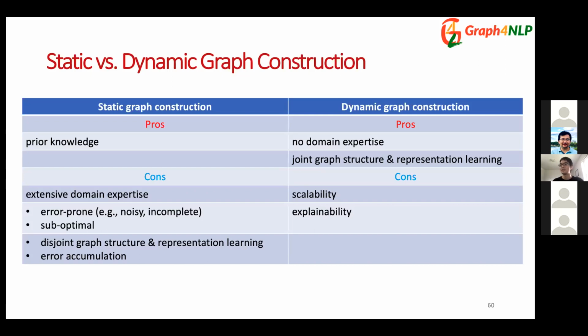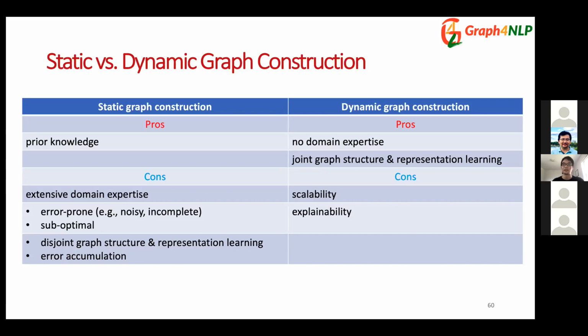Besides, static graph construction is also error prone due to noisy or incomplete graphs, and therefore is often suboptimal. And due to its disjoint graph construction and representation learning nature, it can also lead to error accumulation. For example, if we do not have very reliable prior knowledge, then we might not be able to construct a high quality static graph. Then the error introduced in the graph construction stage can lead to poor performance of the whole system.